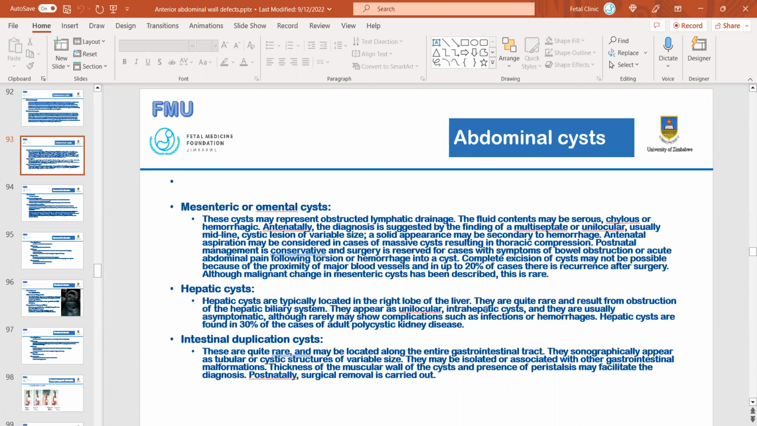Then we have the hepatic cysts. These are normally located on the right lobe of the liver. They are very rare and result from obstruction of the hepatic biliary system. They appear as unilocular or intrahepatic cysts, and they're usually asymptomatic, although rarely may show complications such as infection or hemorrhage. Hepatic cysts are found in 30% of the cases of adult polycystic kidney disease.